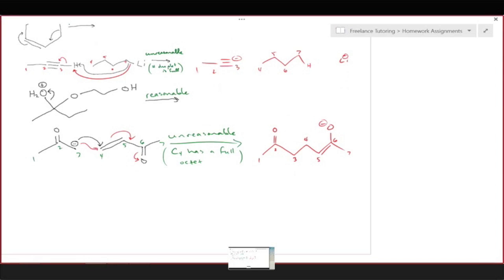Next set of arrows. Reasonable. Okay, so do you agree with your answer for the next problem? Yeah. Yeah, those are reasonable arrows. Good. And do you agree with your answer for the next problem? Yeah, it would be violating the octet rule. Good. And you actually came up with a very good set of arrows to fix that.